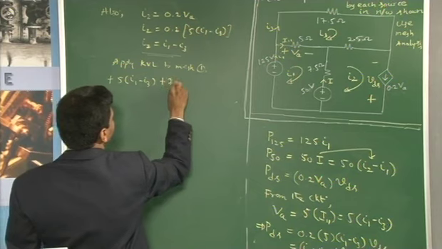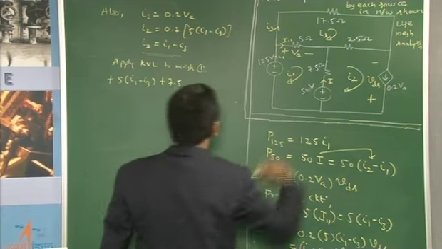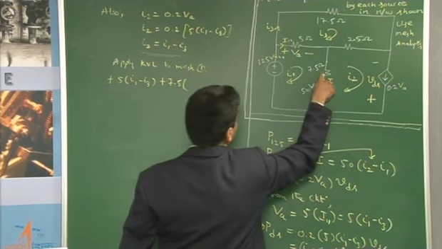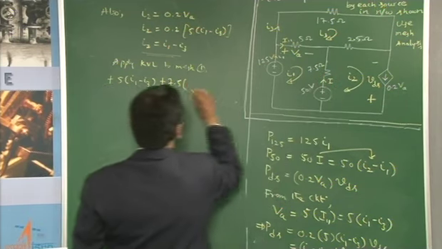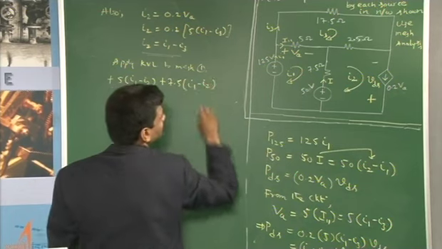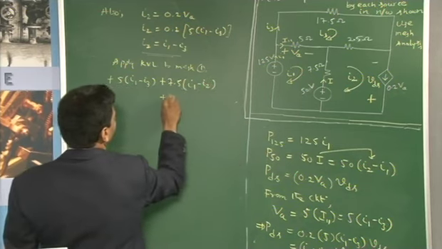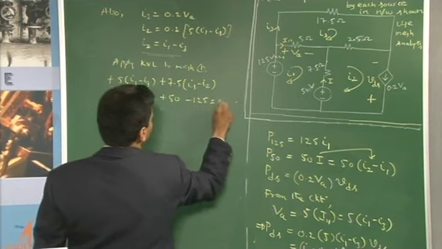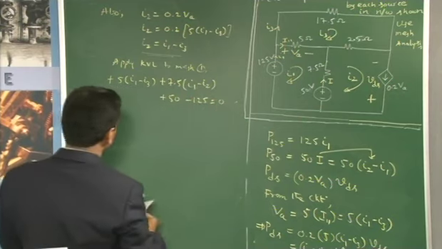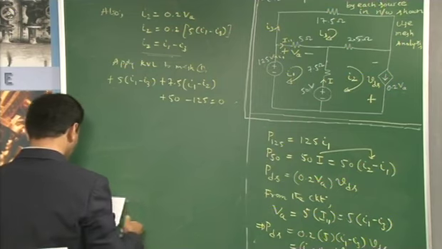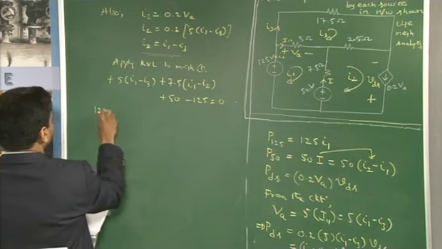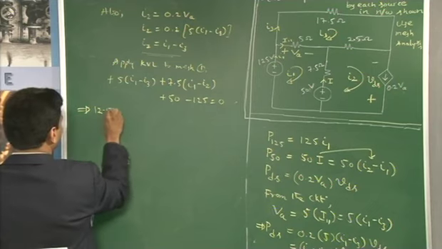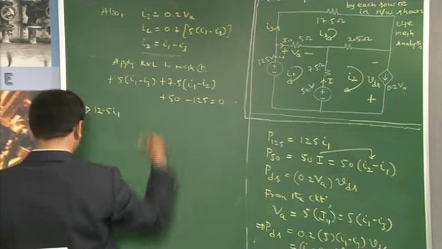Next plus 7.5, blindly plus 7.5 into, this particular element is shared by these two, so I1 minus I2. Then plus 50, so minus 125 is equal to 0. So when you arrange this equation properly, you will get 12.5 I1, that is, 5 I1 plus 7.5 I1.